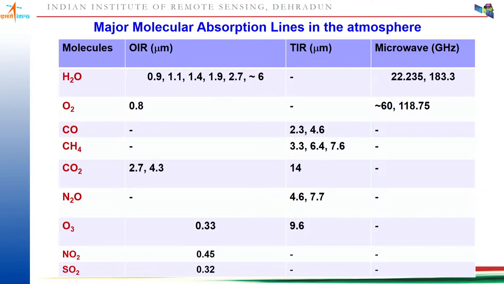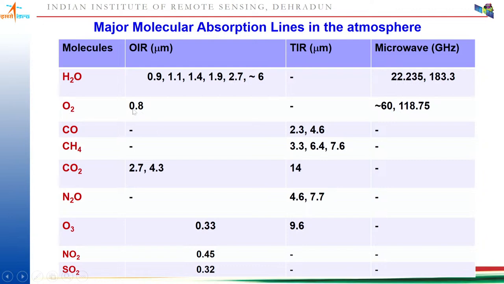So in a clear mode, these slides can depict, for example, water vapor. The absorption is in the optical and infrared, that is, near infrared. So 0.9, 1.1, 1.4. These are the absorptions for H2O. Any sensor which has to be designed to measure the water vapor has to have a wavelength in these ranges. Oxygen, so it is 60.